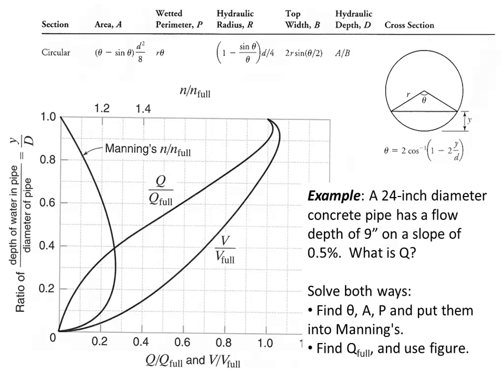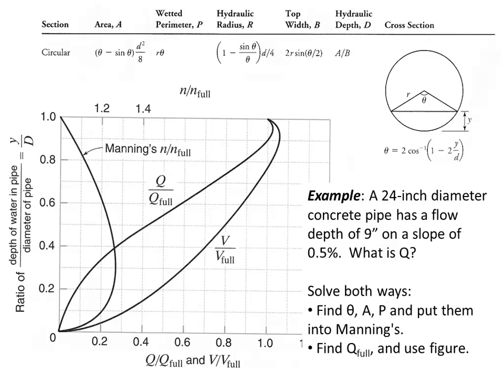And so the factor that we read off of that chart is 1.28. And so what that tells us is that the n value we should use is 0.013 times 1.28. And so the effective n value is 0.01664. And so that's actually what we should put into here, 0.01664, because the pipe is only partially full.